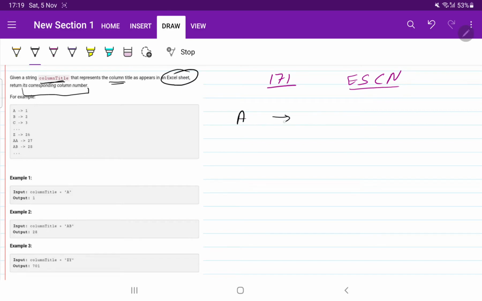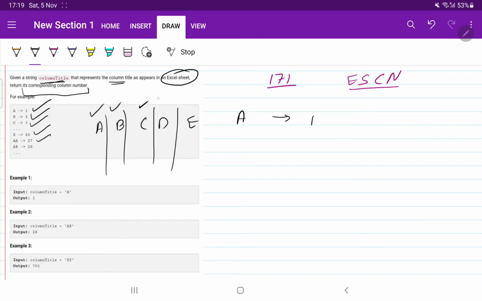So if A is given, A will have the column number 1. For B it is 2, C it is 3, for Z it is 26. Similarly AA will be 27. You have seen the Excel sheet. At the top you can see letters like this. These are the columns.